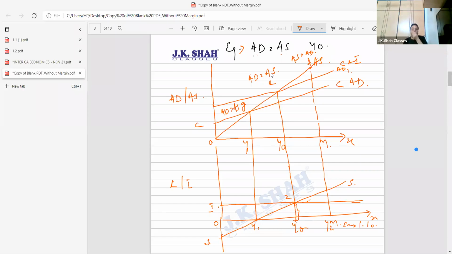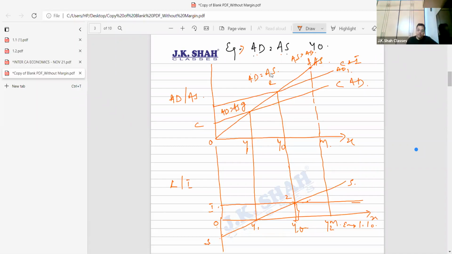Right, in the next slide. Next line now. At point G, tell me what happens at point G. Aggregate demand is greater than aggregate supply. That is, I is greater than S. I is greater than S. Those who are having a doubt, please look here. Boys and girls, I is greater than S.